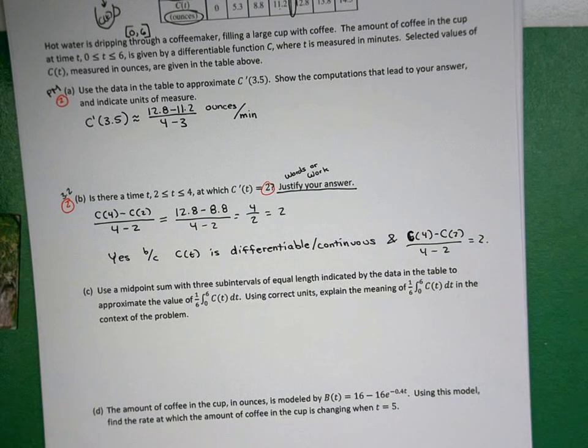So again, if 4 and 2 hadn't worked, I might have tried 2 and 3 next, or 3 and 4, until I found the slope I'm trying to guarantee exists somewhere on my interval. Okay?